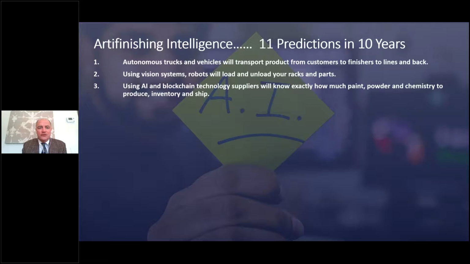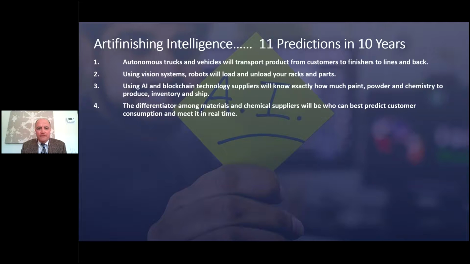Number three, 10 years from today, using blockchain technology, for those of you who are suppliers to the finishing industry, you will know exactly how much paint, powder, and materials to produce, to hold in inventory, and to ship. There will be no waste at all in that supply chain, because you will have predictive analytics coming from your customer, knowing when they're going to run out, and having product arrive at their facility in real time. And that will happen 10 years from now, if not sooner.